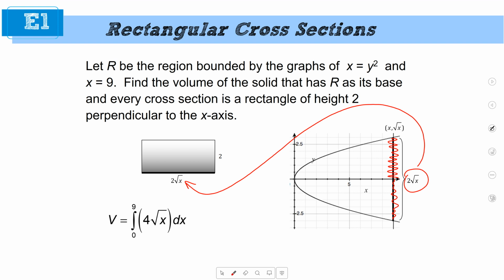And like a lot of our other lessons, I don't really care what the answer is. I just want you to be able to get that set up, because I'm assuming that at this stage you should be able to do that antiderivative and find the answer. It is a positive numerical answer because we're talking about volume here.